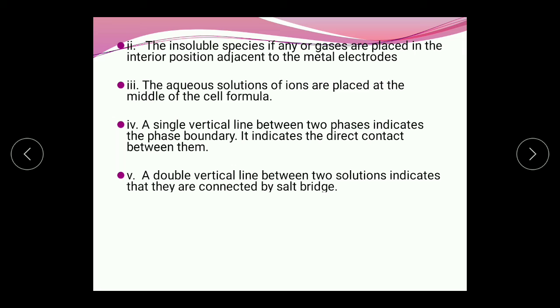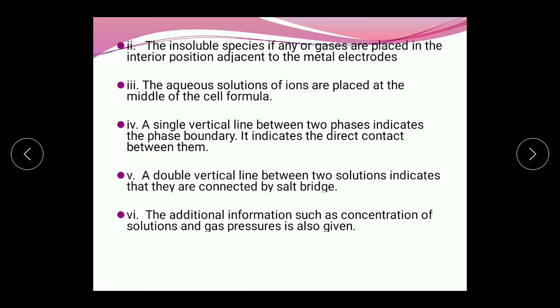Between the Cu plus 2 and Cu, there is one single vertical line. But between Cu and zinc, there should be a parallel vertical line that indicates indirect contact, or we can say contact through a salt bridge. So anode and cathode are separated by double vertical lines.